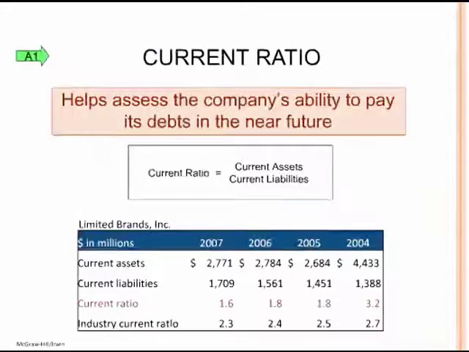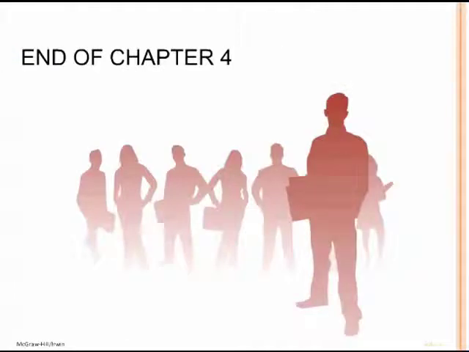The current ratio of a company gives us a good indication of the company's ability to pay its debts when they fall due. The current ratio is calculated by dividing current assets by current liabilities. You can see from the chart that the current ratio of Limited Brands has decreased from 2004 through 2007. In 2004, the company had a stronger than average current ratio. With the decline in its current ratio, Limited Brands has fallen below the industry average current ratio. End of Chapter 4.